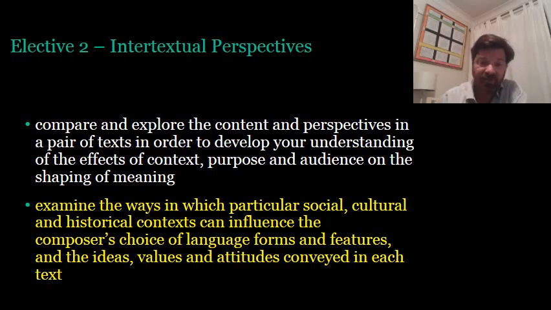Okay, so we have to examine the ways in which social, cultural and historical contexts can influence the choice of language, form and features, and the ideas. We can look at the ideas in each text, but it's best if we look at the ideas in each text and how they're shown.